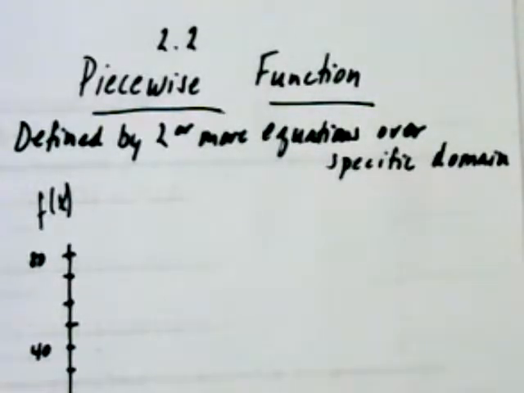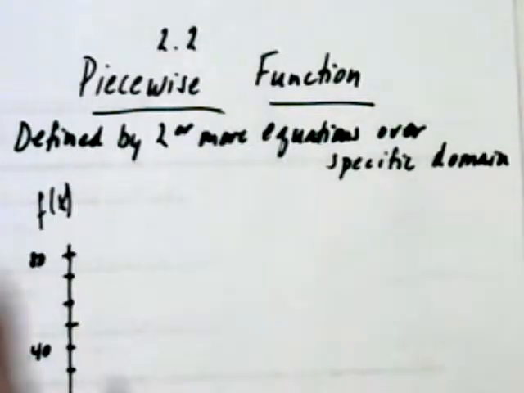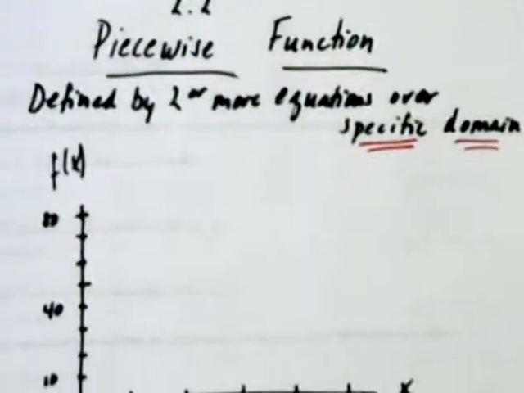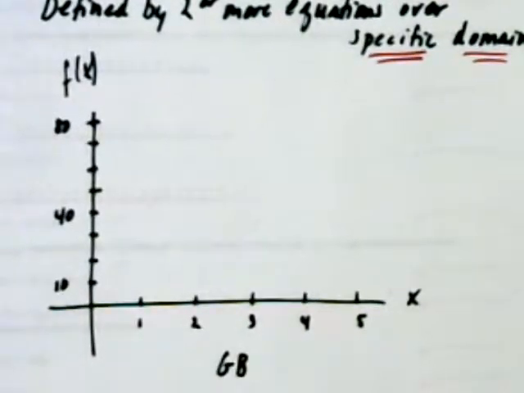Finishing up section 2.2 of the textbook, we're going to take a look at piecewise functions. The definition of a piecewise function is that it's a function that's defined by two or possibly more equations over specific domains. So in other words, depending on where you are in the domain, there's going to be a particular equation that applies.